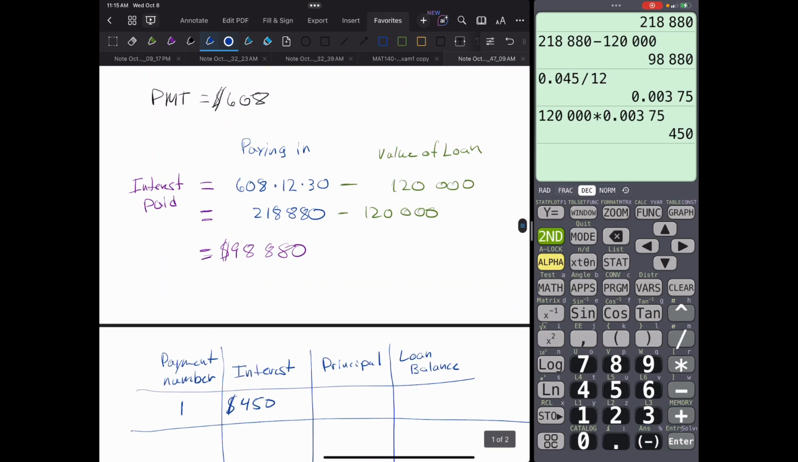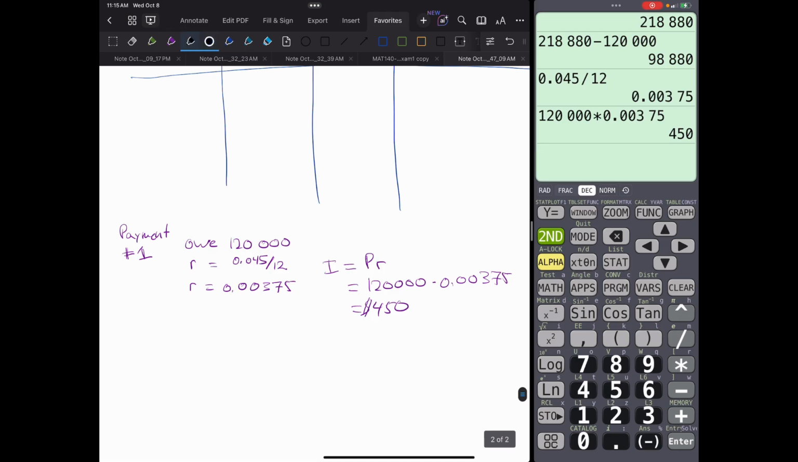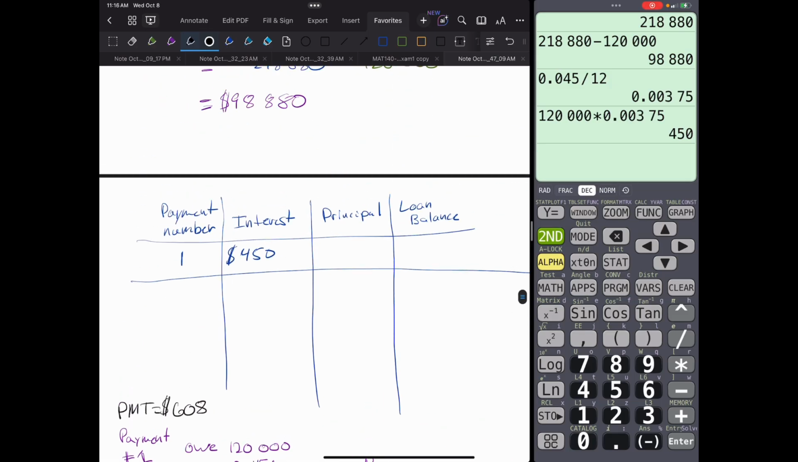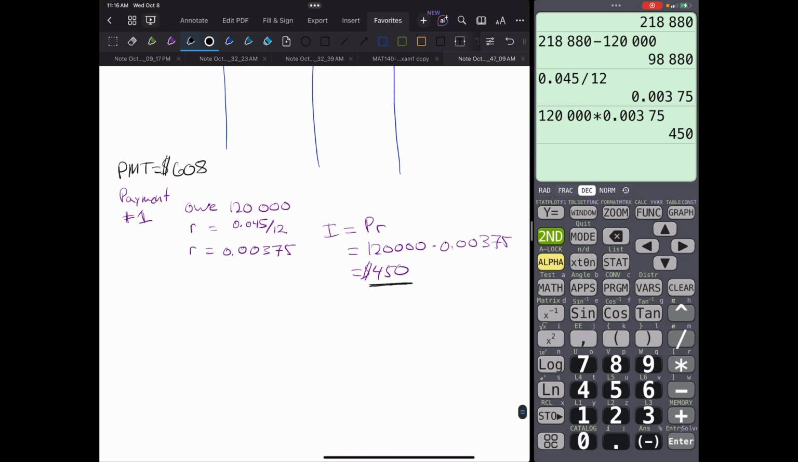But I paid in $608. I know my payment that I calculated was $608 per month. And so of that $608, $450 goes towards the interest, towards the rental of that $120,000. Well, there's some left over, though. And the leftover bit of my payment goes into paying down the principal of my loan.